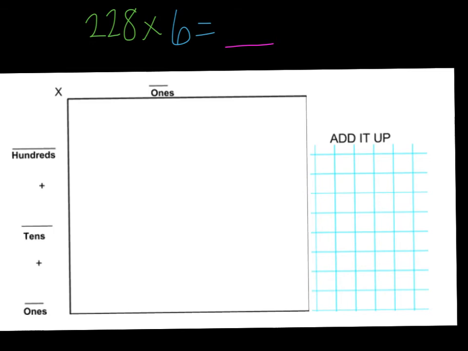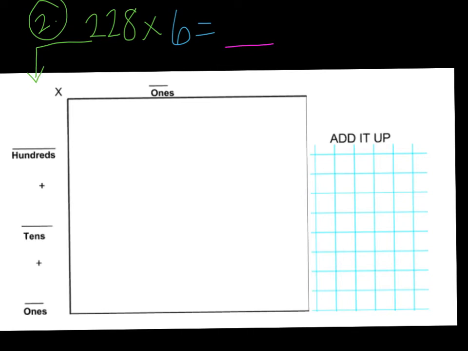Alright guys, we're going to try another one. This one is a little bit different. It's our second example. And the reason I made it a little bit different is because now we're going to try it with 3-digit by 1-digit. So we're still going to follow the same steps. Nothing's changed, except now we have more to break apart into place value.